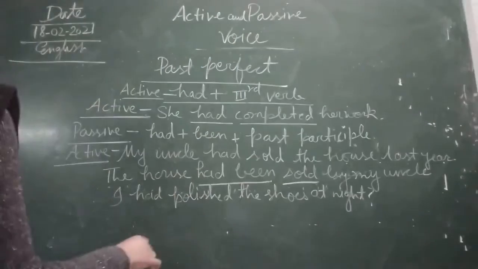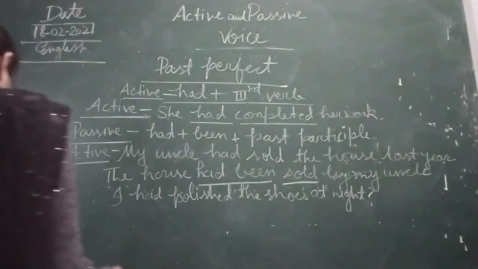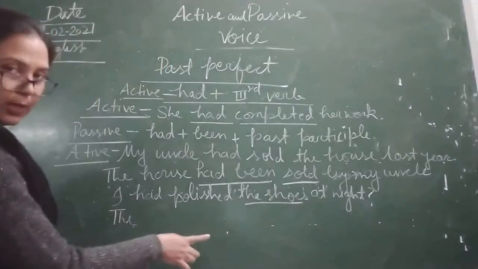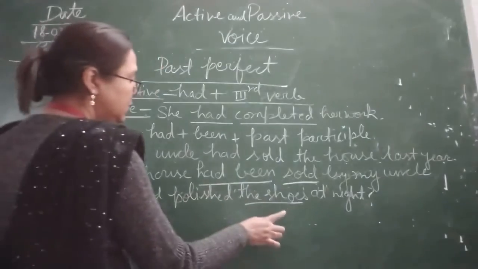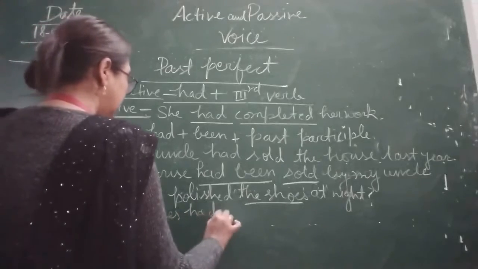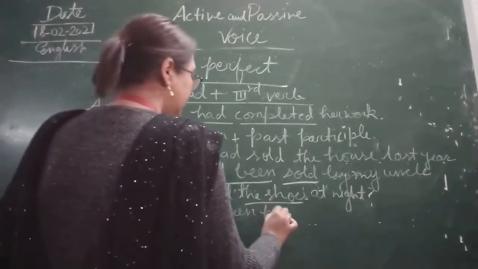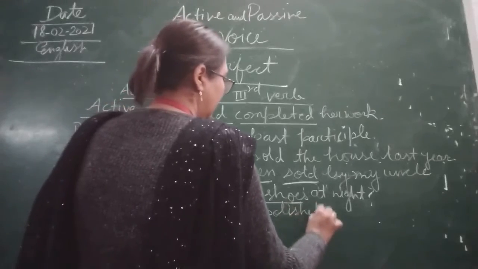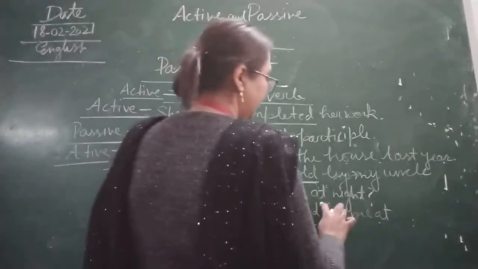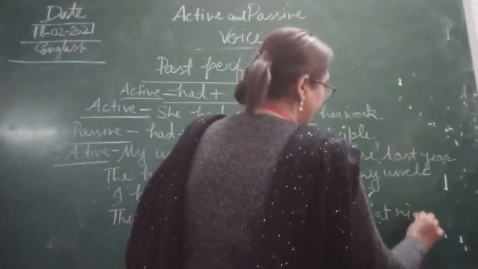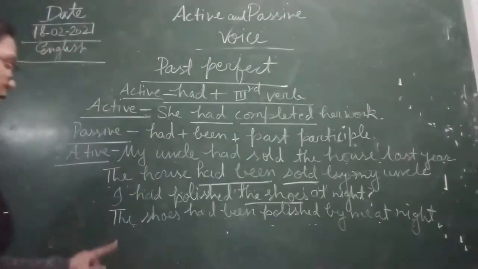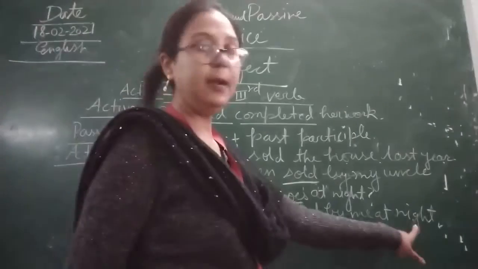Now how can we write it? What have I polished? I have polished the shoes. So, the shoes had been polished by me at night. The adverb of time will come at the end of the sentence. Now: the shoes had been polished by me at night.